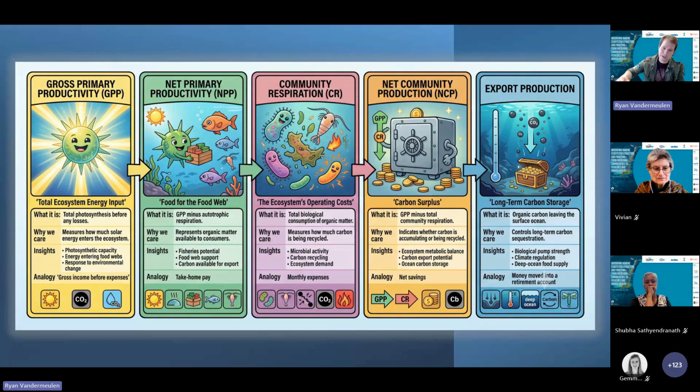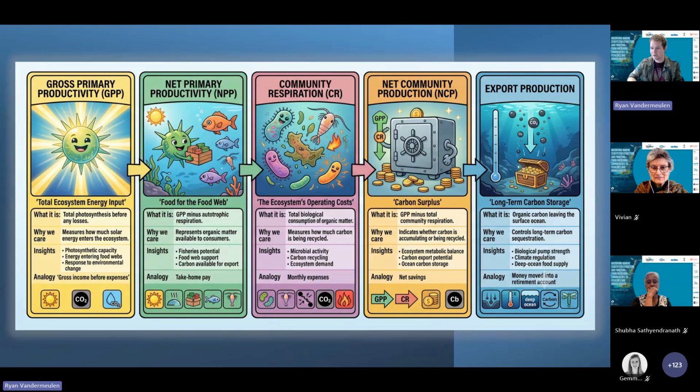And then you subtract off the metabolic costs of the entire community, including heterotrophs, from the gross carbon income, and you arrive at net community production. So this is the proportion of production that remains after the ecosystem as a whole has paid its bills, making it really one of our best indicators of carbon accumulation and the potential for export. And then finally, export production is telling us how much of that remaining carbon actually escapes the surface ocean here.